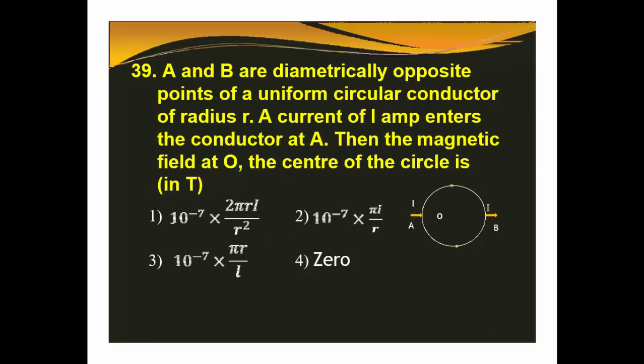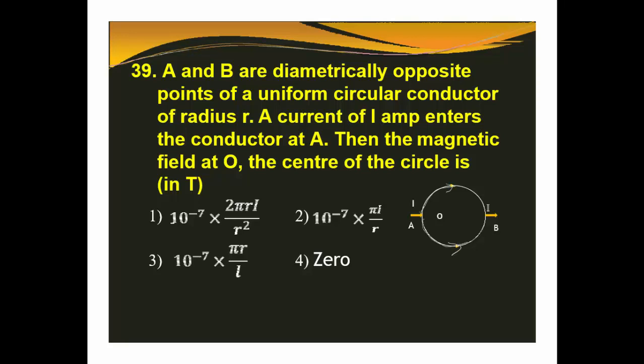Next question is, A and B are two diametrically opposite points of a uniform circular conductor of radius r. A current of I ampere enters the conductor at point A. Then the magnetic field at O, the center of the circle, is. See here, the current enters and it moves upward and it moves downward. It is shown in the diagram.